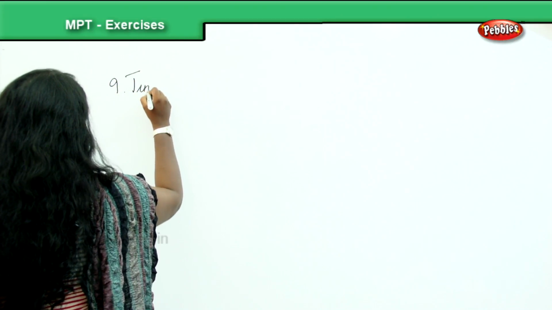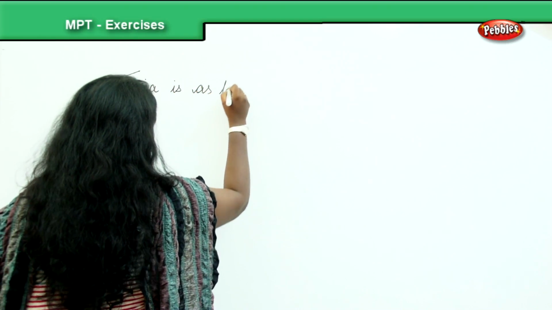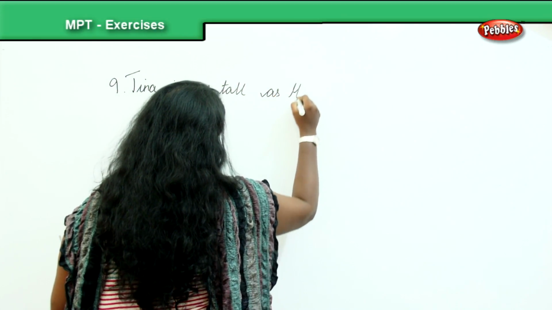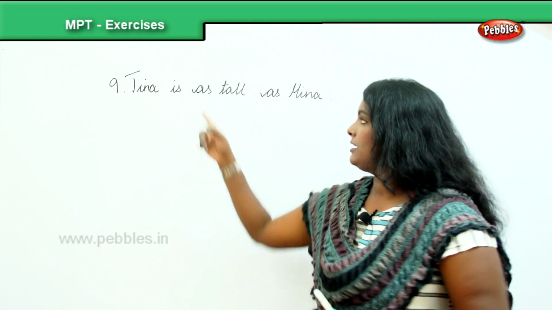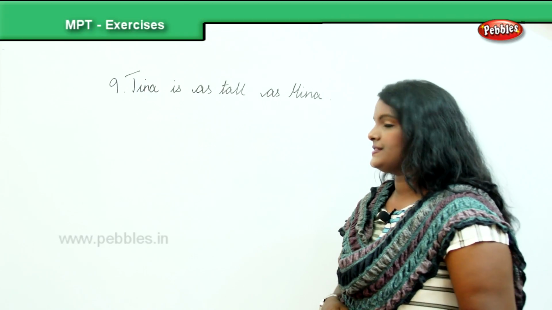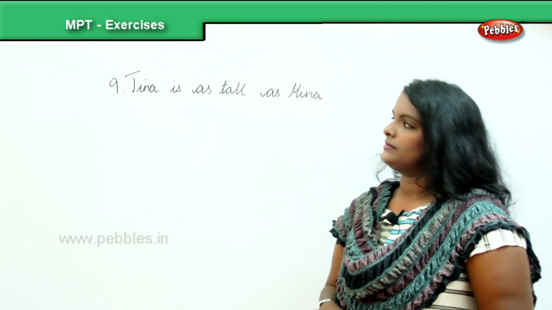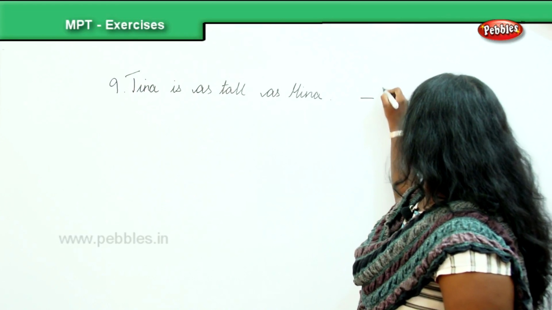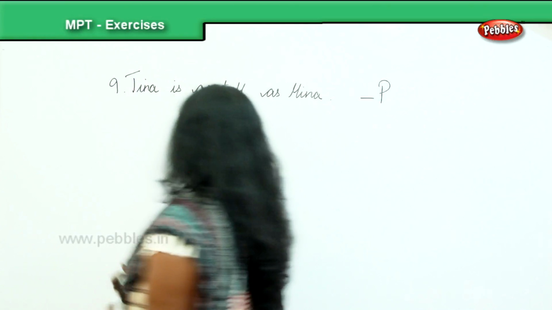Number 9. Tina is as tall as Meena. Now I had taken a comparative sentence here. What tense does it belong to? It belongs to simple present tense. And which form is it in? It's in the positive form. Let's try converting it into the negative form.